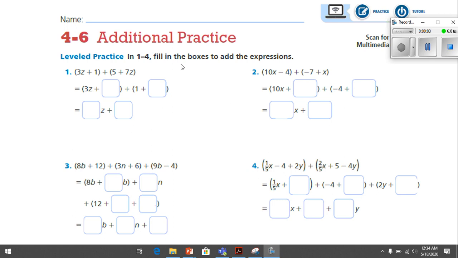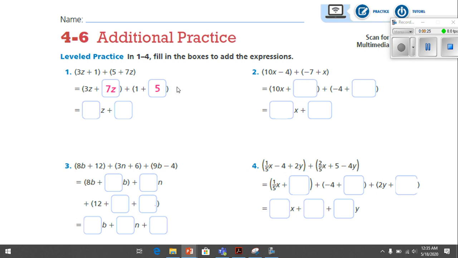Today we're going to be doing adding expressions. So let's begin. The first one says 3z plus 1 plus 5 plus 7z. We've got to put the z's together first, so that's going to be 3z plus, you guessed it, 7z. And that leaves the numbers together, so that would be 1 plus 5.